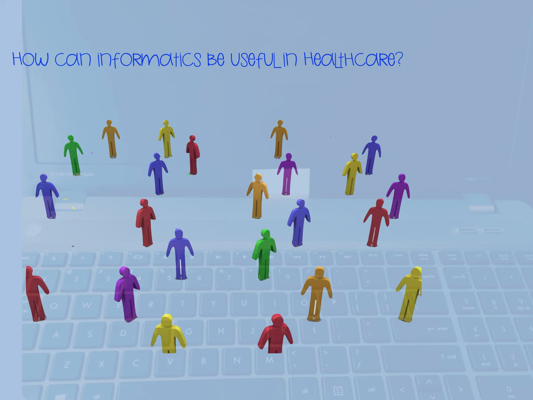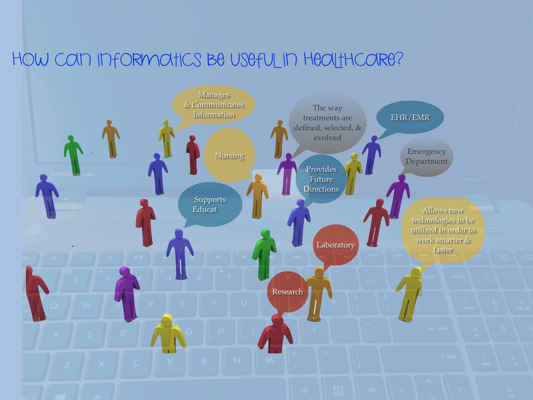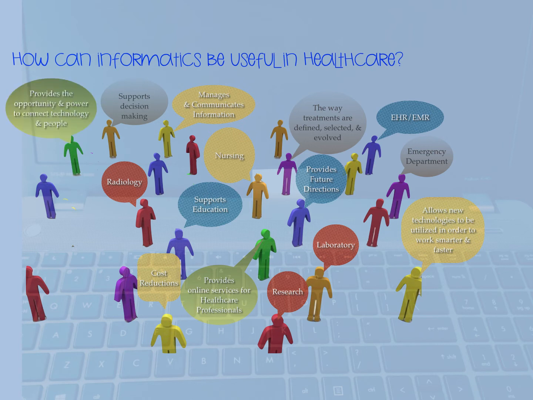How can informatics be useful in healthcare? The way treatments are defined, selected, and evolved. EHR, EMR, emergency department. Allows new technologies to be utilized in order to work smarter and faster. Provides future directions. Laboratories. Research. Manages and communicates information. Nursing. Supports education. Provides online services for healthcare professionals. Radiology. Cost reductions. Provides the opportunity and power to connect technology and people. Promotes knowledge and wisdom, admitting, and enhances productivity and efficiency.